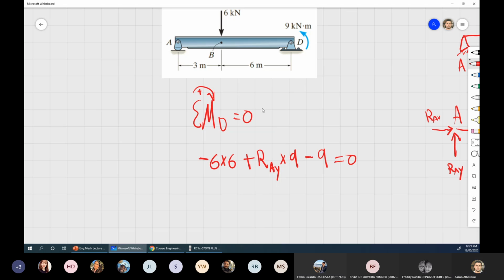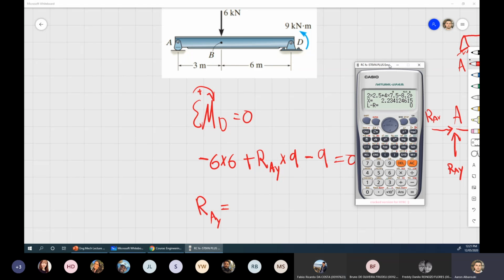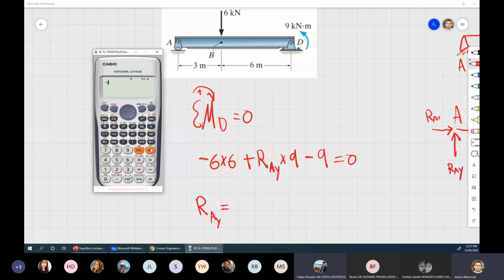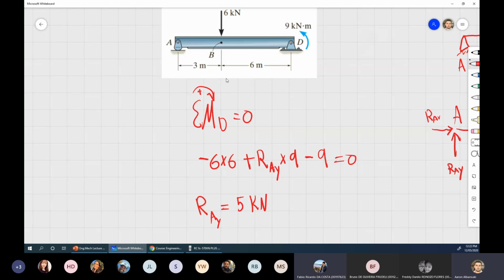So by doing this, we've got 6 at 6, we've got reaction at 9, that's negative, and that's positive. That will give us RAY equals negative 36, negative 45 divided, sorry, negative 6 equals, take 9 again, equals 45 divided by 9, 5, and positive because I moved this one to the other side, that will be 5 kilonewton here.